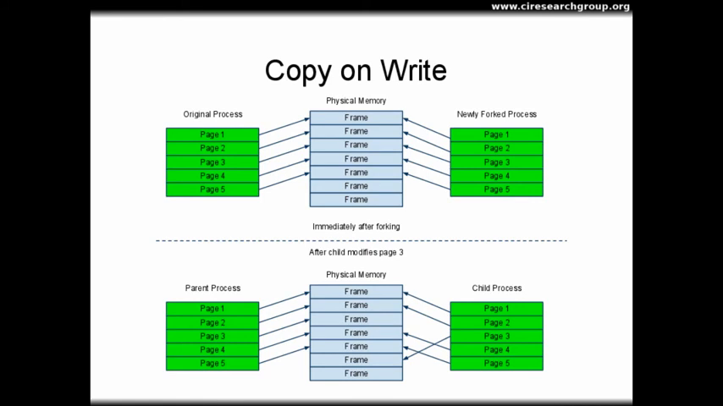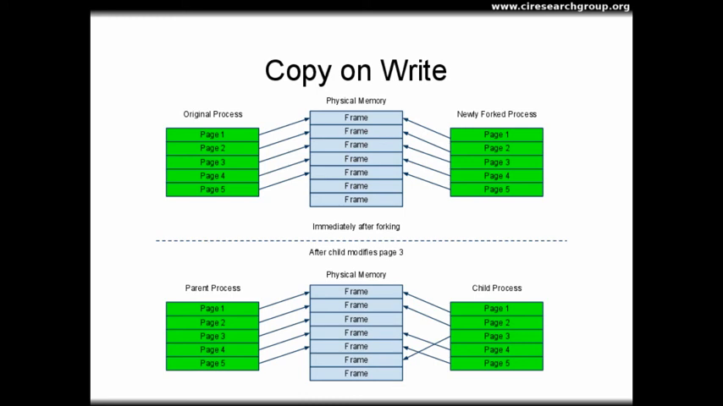This diagram illustrates the copy on write process. In the top half of the diagram, the original process forks a child process, which initially shares the original parent's pages. The child proceeds to modify page 3 in the bottom half of the diagram. When this modification is attempted, the MMU raises a fault that traps into the operating system.